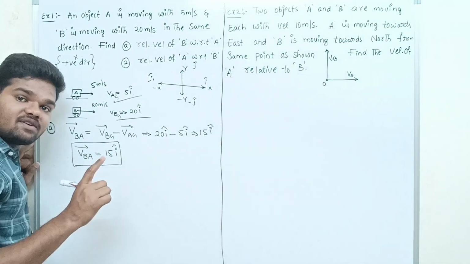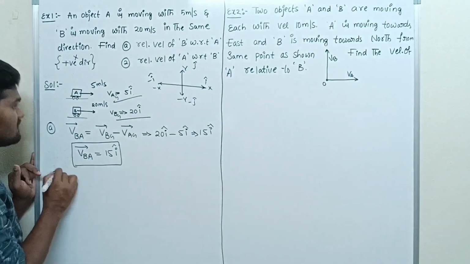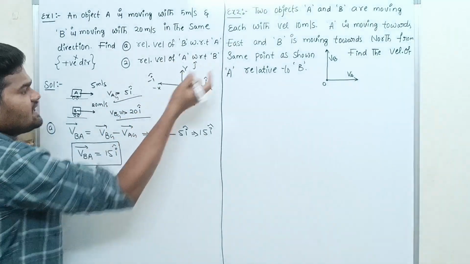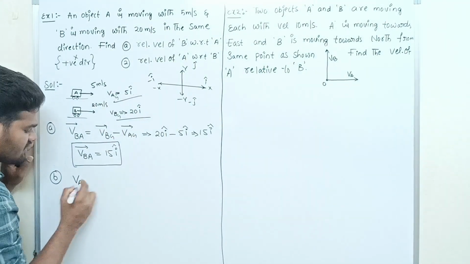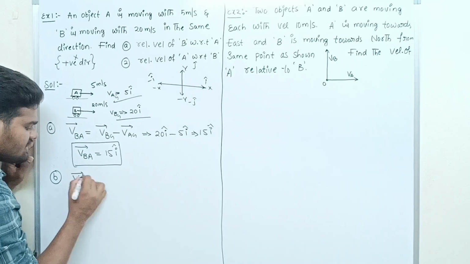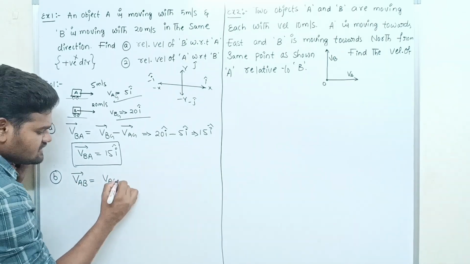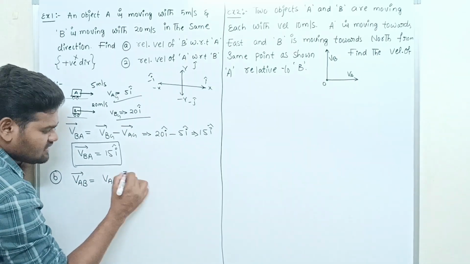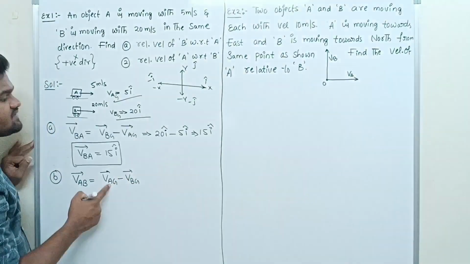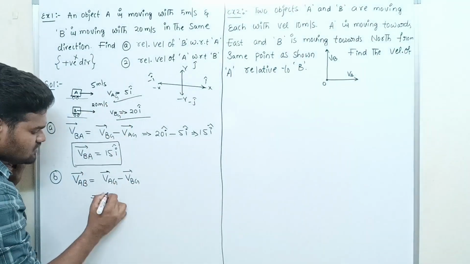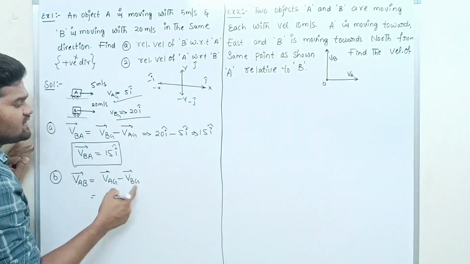Are you getting any doubts? Okay. Now, relative velocity of an object A with respect to B, that is equal to VAG minus VBG. Okay. So what is VAG? VAG is equal to 5 I cap minus VBG.